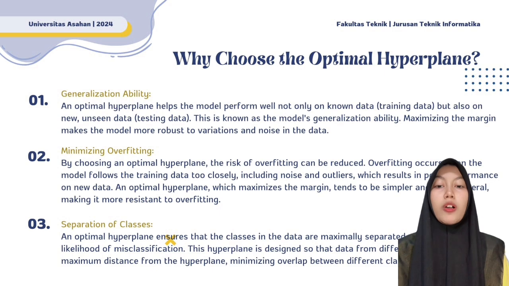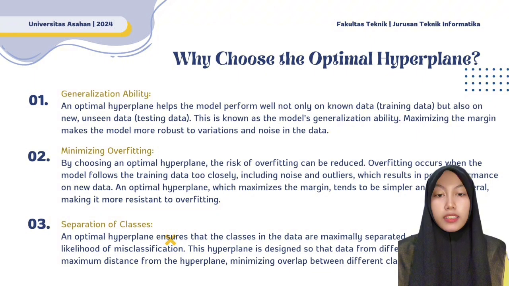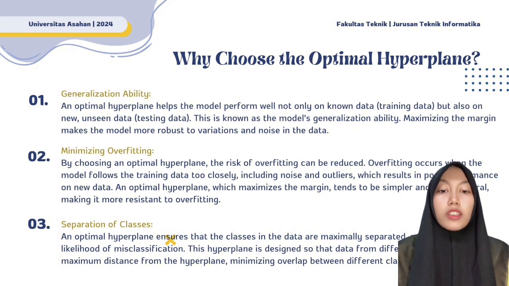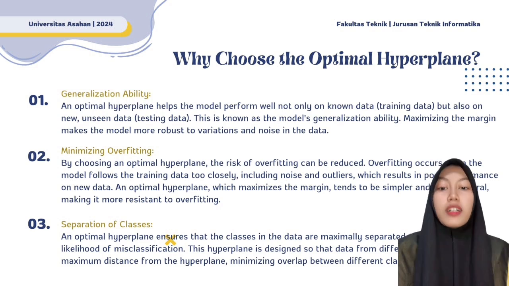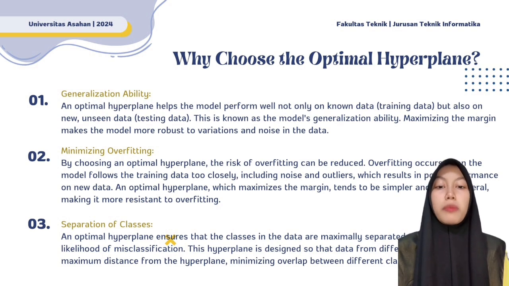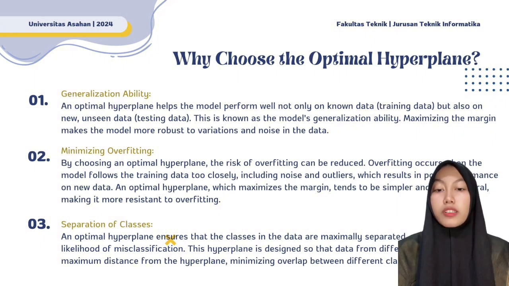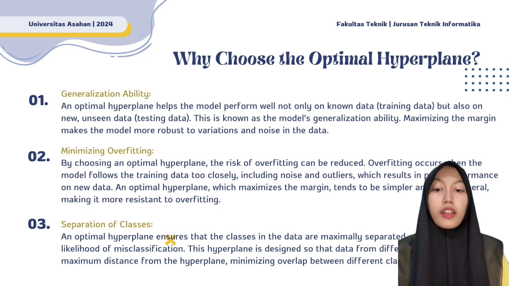2. Minimizing overfitting. By choosing an optimal hyperplane, the risk of overfitting can be reduced. Overfitting occurs when the model follows the training data too closely, including noise and outliers, which results in poor performance on new data. An optimal hyperplane which maximizes the margin tends to be simpler and more general, making it more resistant to overfitting.